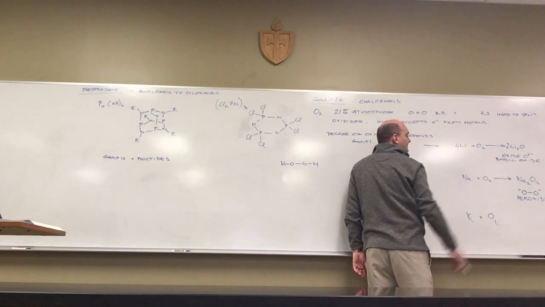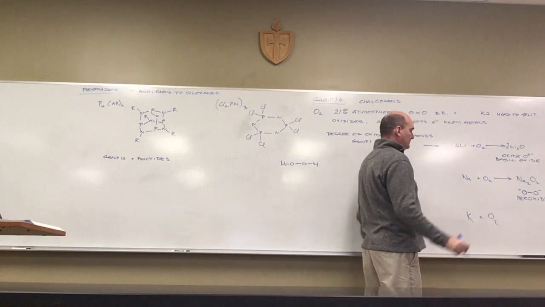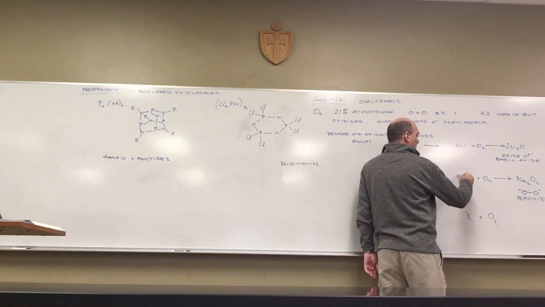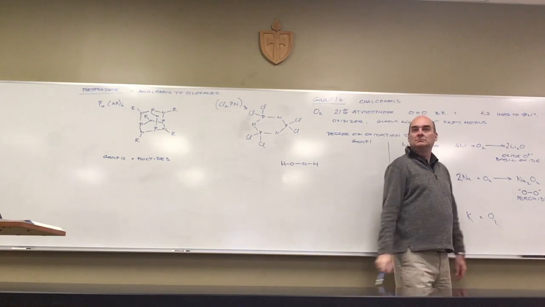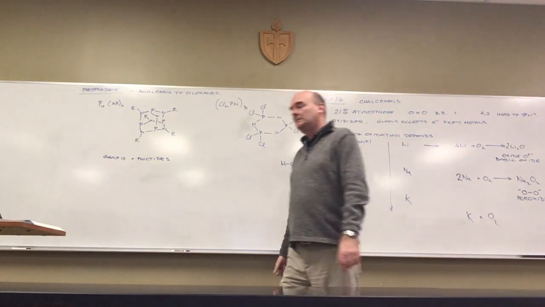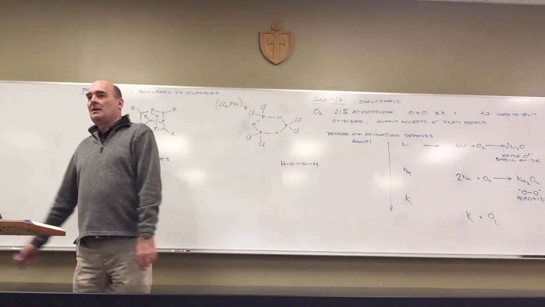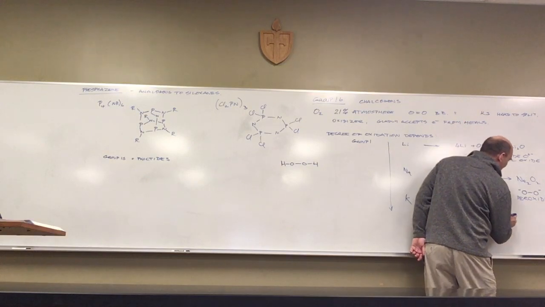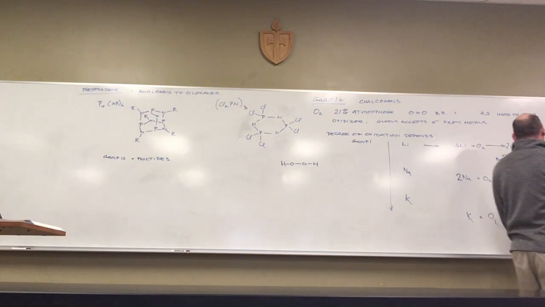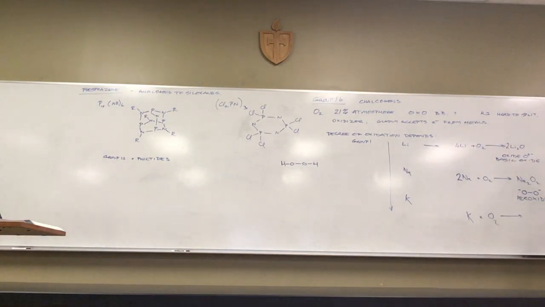All right. By the time we get to potassium, oh, we didn't balance this. How are we going to balance that? Put 2 in there. 2 of those. That's it. Potassium, when it interacts with dioxygen, makes KO2.